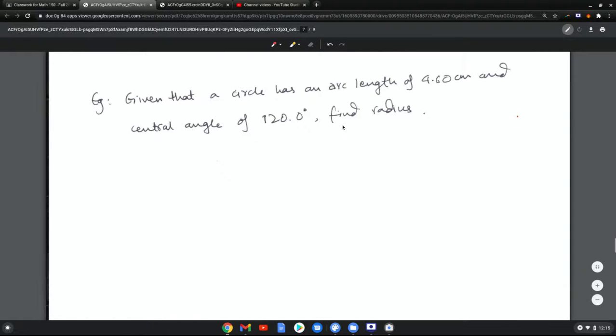Given that a circle has an arc length, so there's a circle and this length is 4.6 centimeters and the central angle is 120 degrees, find the radius. Now the first thing is to change this to radian. So we can use our formula. To change that to radian, you have 120 times pi over 180. So it's 2/3 of pi.